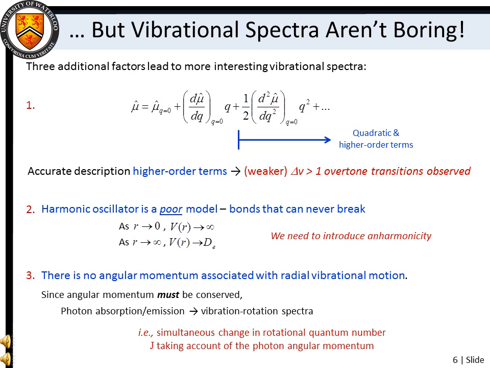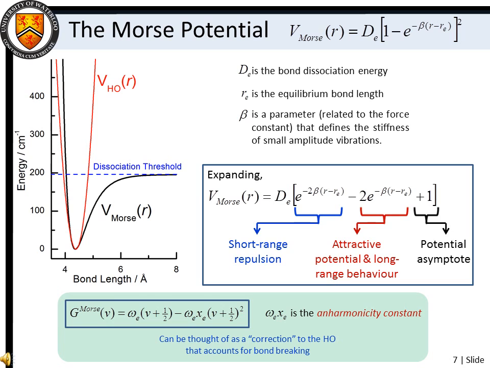Since angular momentum must be conserved, a simultaneous change in rotational quantum number must occur during a vibrational transition. In other words, vibrational spectra may be better thought of as rovibrational spectra. A commonly used anharmonic potential model is the Morse potential.